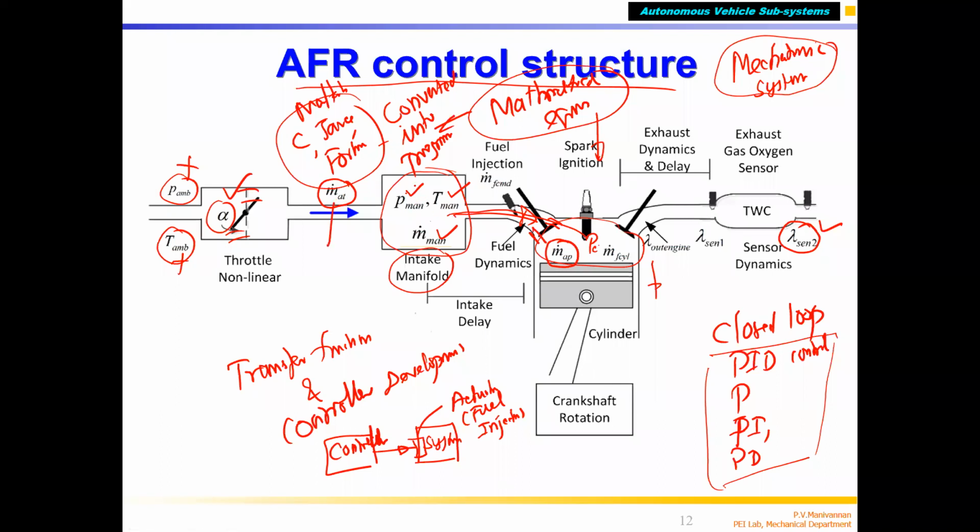That depends upon P manifold and the difference between P ambient and P manifold. Similarly, the temperature inside the manifold and the atmospheric temperature: these two decide how much mass of air will enter into the manifold. That is called the mass of air passing through the throttle, M-AT, where we have put the subscript. That depends on the throttle angle. Similarly, the vacuum and the opening: how much is it opening?